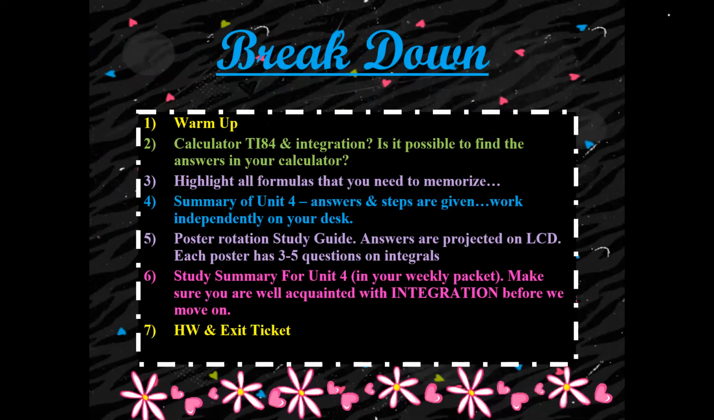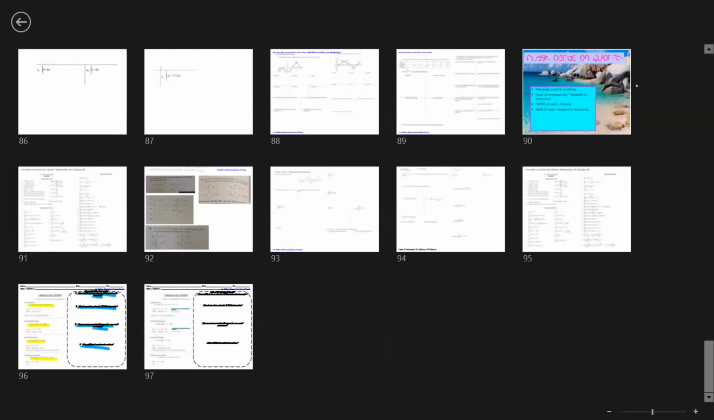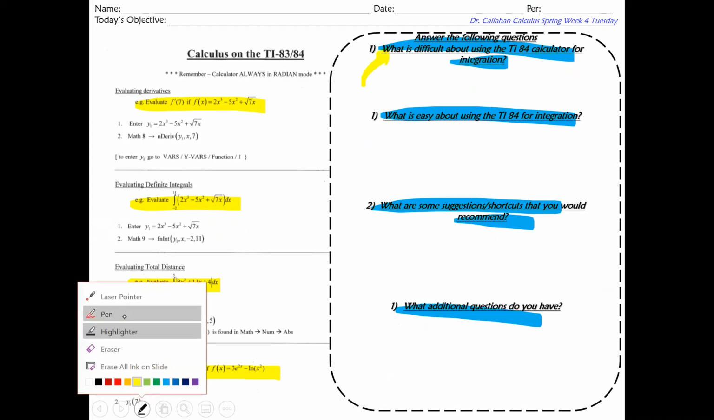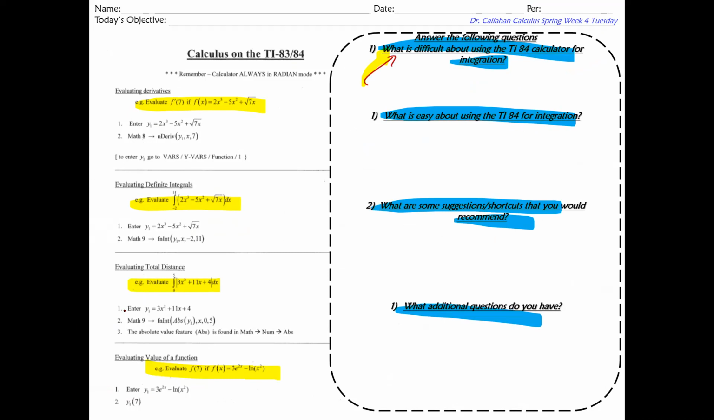All right, so first thing I would like you guys to do is to go and take a look at your guided notes. I'm going to start off right over here. Now, this is going to show you the steps of how you can go about inserting integration into your TI-84 calculator. So it's important for you guys to practice with this, so that if you're allowed to use a calculator on your AP exam, you are able to go ahead and integrate. And then go ahead and answer the following questions. First one is, what is difficult about using the TI-84 calculator for integration? What is easy about it? What are some suggestions or shortcuts that you recommend after going through this process? And what additional questions do you still have?